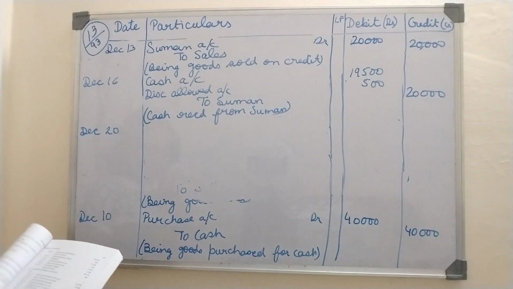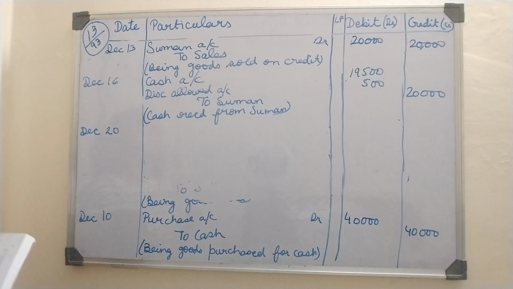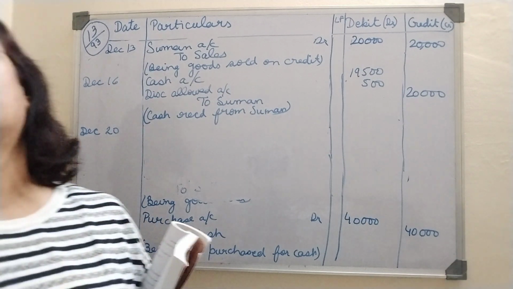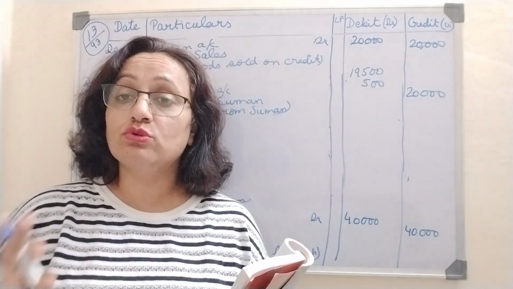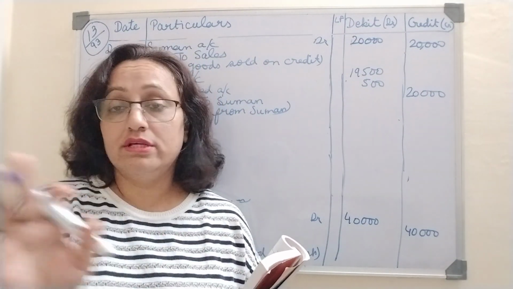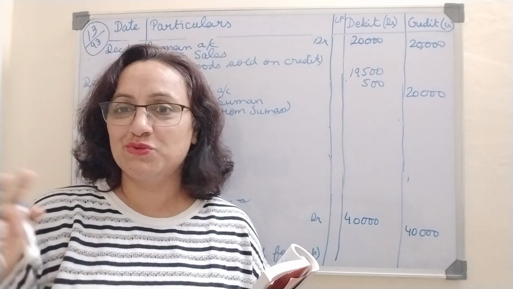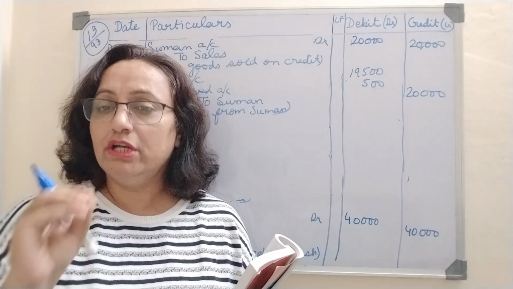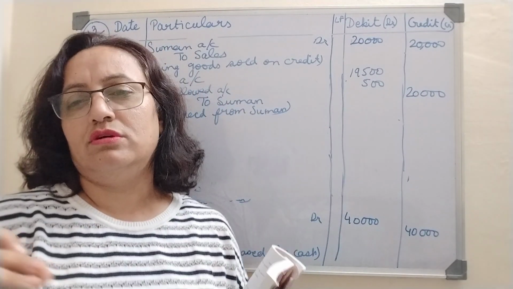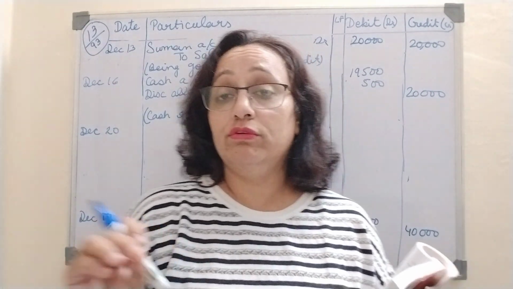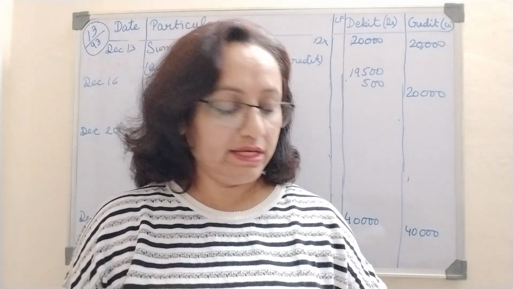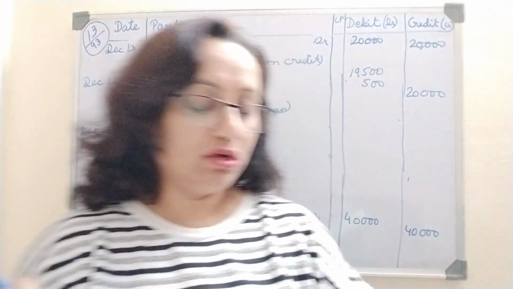December 20 says check given to Ashu on account. So Ashu's previous transaction, if you see, it was for 20,000. But we have paid him 10,000 only for now. 10,000 is not discount. Nobody gives us 10,000 discount. It is generally very nominal amount, 500, 1,000, 1,500 maximum. But no one will give 10,000 discount, right? So check given to Ashu on account 10,000.